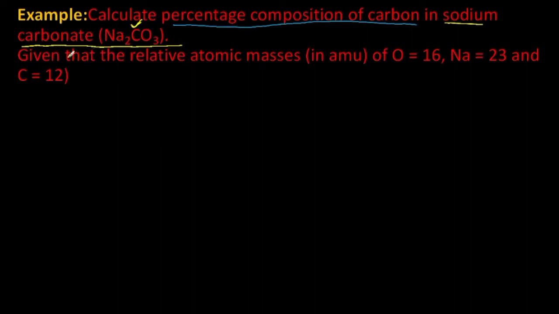Okay, so to find it we have the data that is given: the relative atomic masses of oxygen is 16, sodium is 23 and carbon is 12. So we will solve it to find percentage composition of carbon. Then we need the value of molecular mass of sodium carbonate, because we have to substitute that in the formula denominator. Now how to find molecular mass of this sodium carbonate Na2CO3?